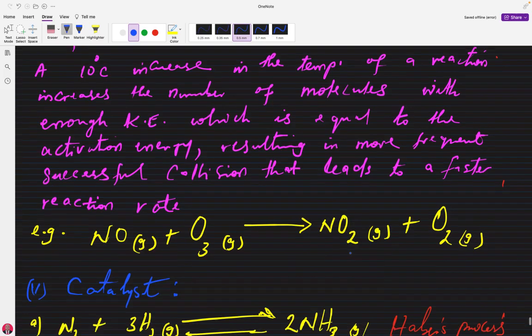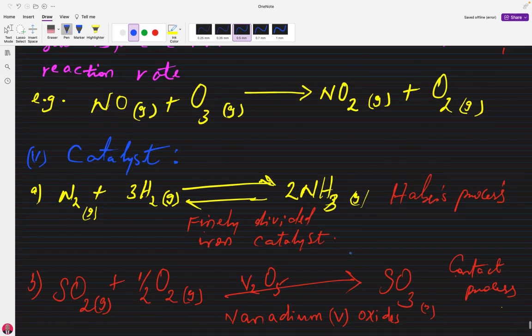The last factor was the catalyst. Adding a catalyst to a reaction will increase the rate of reaction, and removing the catalyst will decrease the rate of reaction. I gave 3 examples here. I gave the Haber process again, where we use finely divided iron. How do we say it is finely divided? The iron particles are chopped into smaller pieces so that the reaction will go faster, and this helps to increase the rate of reaction in the production of ammonia.